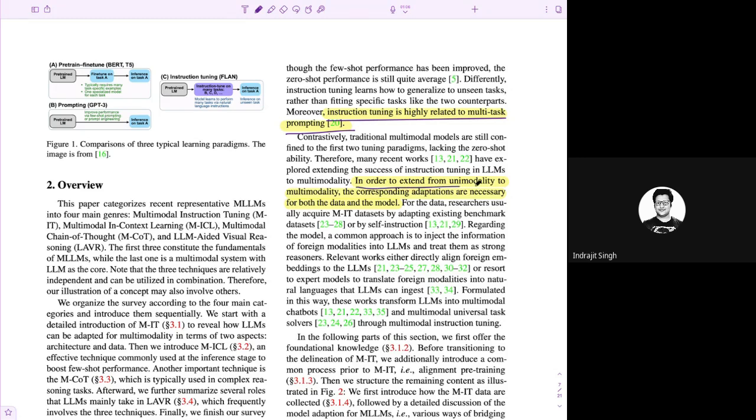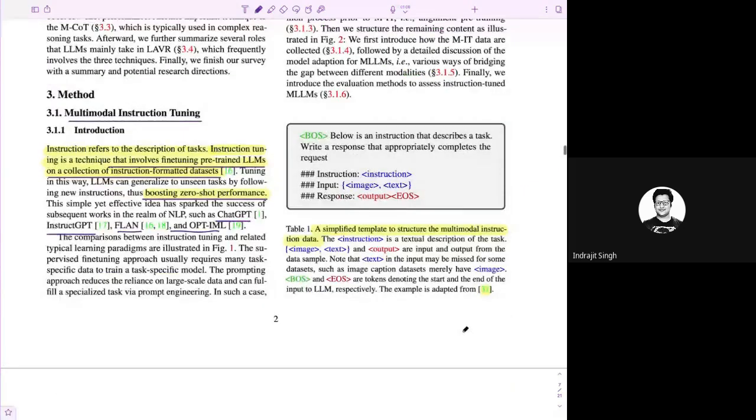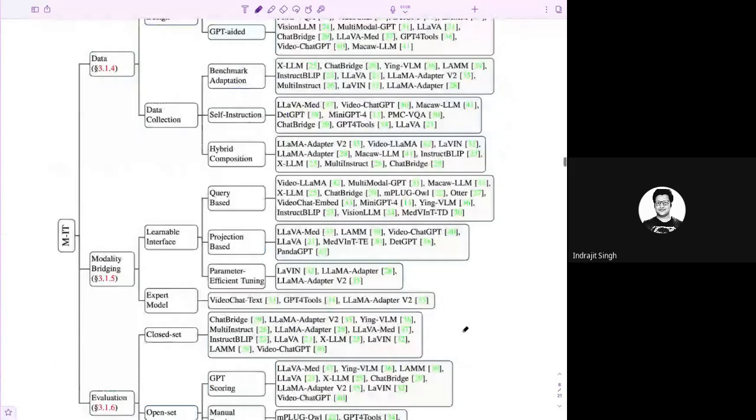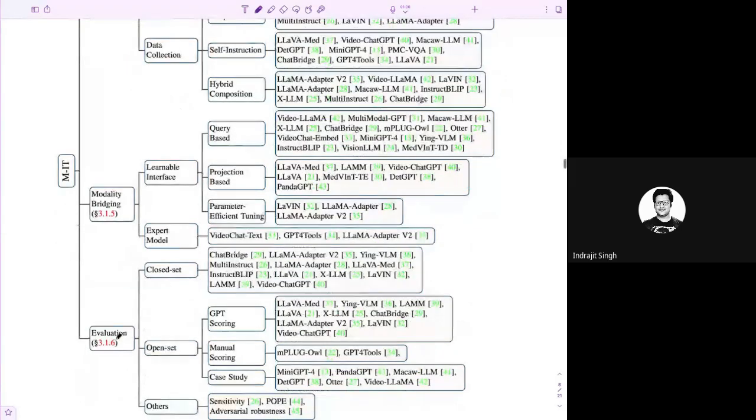In order to extend from unimodality, where you are only giving text or only giving image, to multimodality, the corresponding adaptations are necessary for both data and model. So we need to take care of both the data as well as the model, right? Not just focusing on the data, right? The first thing that comes into the picture is, you can see here, MIT. It has data, modality bridging, and evaluation.